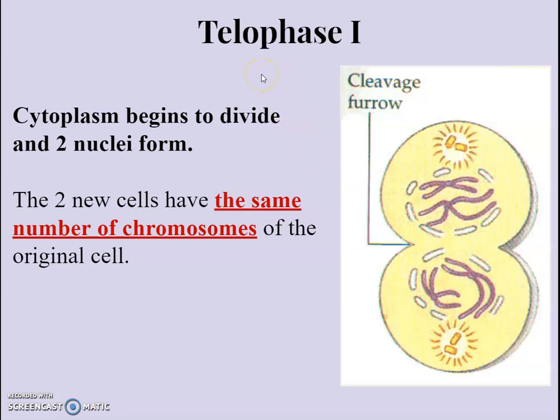Next, telophase 1. So after that anaphase, you end up with telophase. The cytoplasm begins to divide, and you start to see the 2 nuclei coming back. And at this point, the 2 new cells still have the same number of chromosomes as the original cell, because if you remember, before meiosis ever began, it ended up replicating that DNA. So you had twice as much DNA, and then it's just splitting it back down into its normal set of DNA.